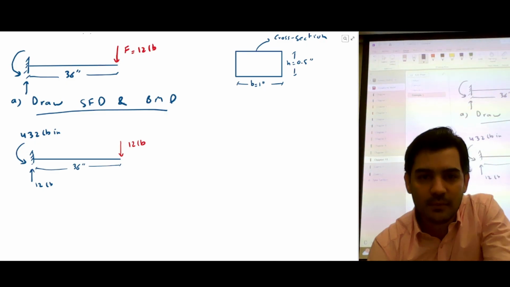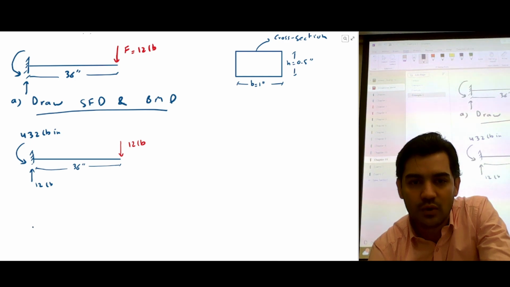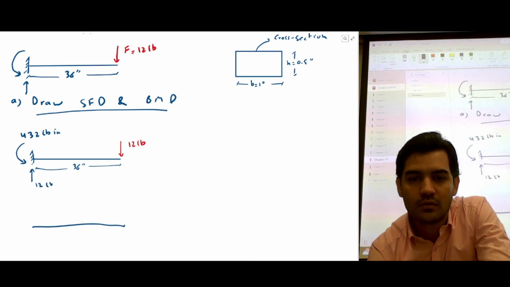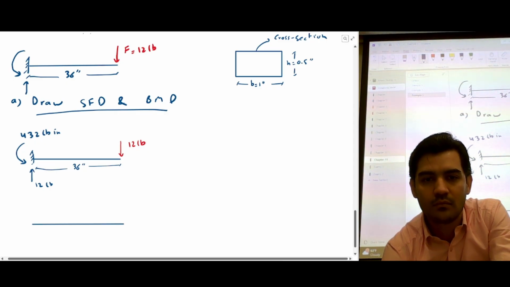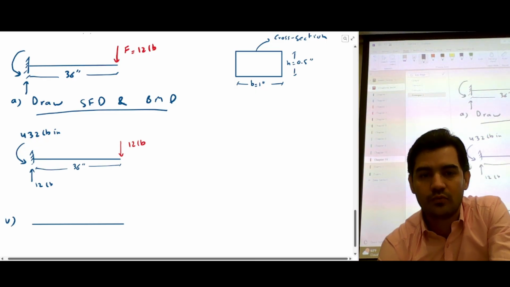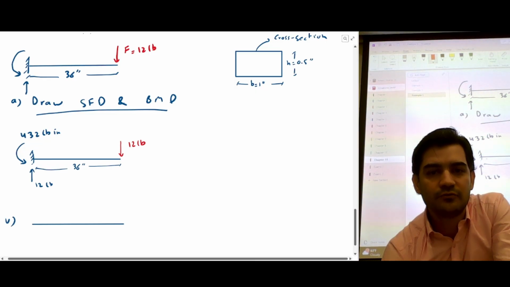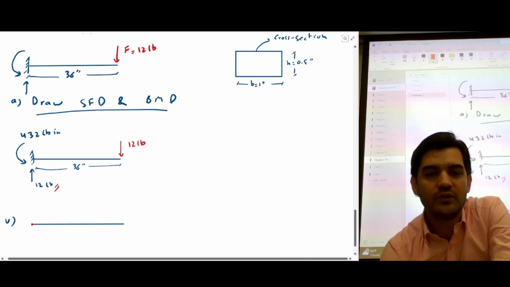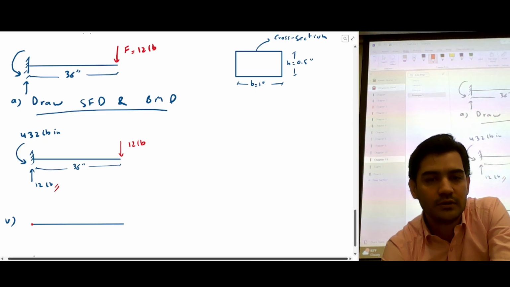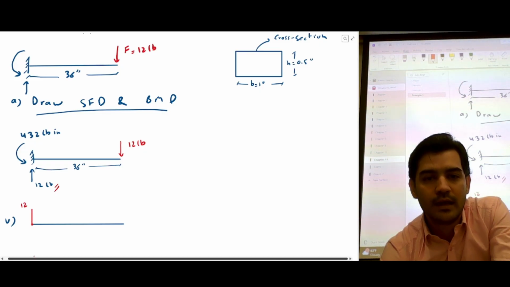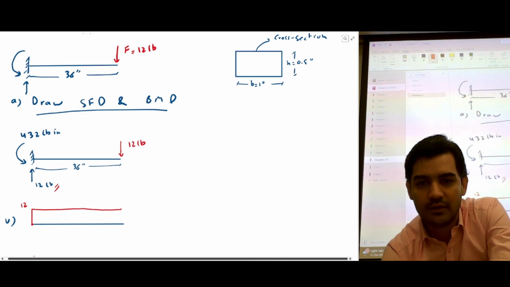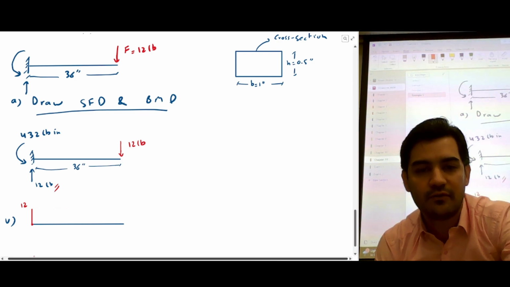I'm going to use the graphical method. You guys can use either one. So we'll draw shear force. In the start we start with the reaction. The reaction is 12 pounds upward, so we'll go 12 pounds up. And then there is nothing from here to here. Since there is no loading in between, we're going to go straight from here.